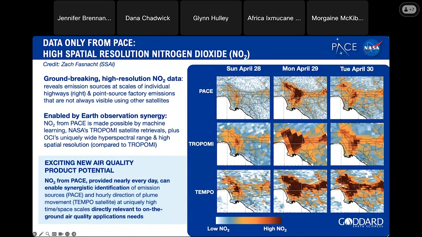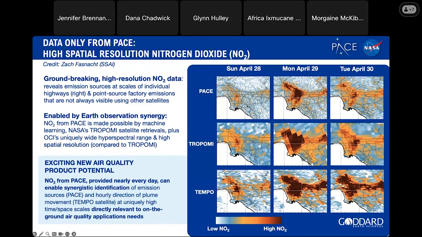This is some more great data that is enabled only by PACE. This is from Zach Fasnacht et al., in our science and applications team as well. They have developed an all-new high-resolution nitrogen dioxide data product. While nitrogen dioxide itself is not a new measurement from space, the ability to see it at this spatial resolution, the 1.2 kilometer resolution of PACE, is novel.